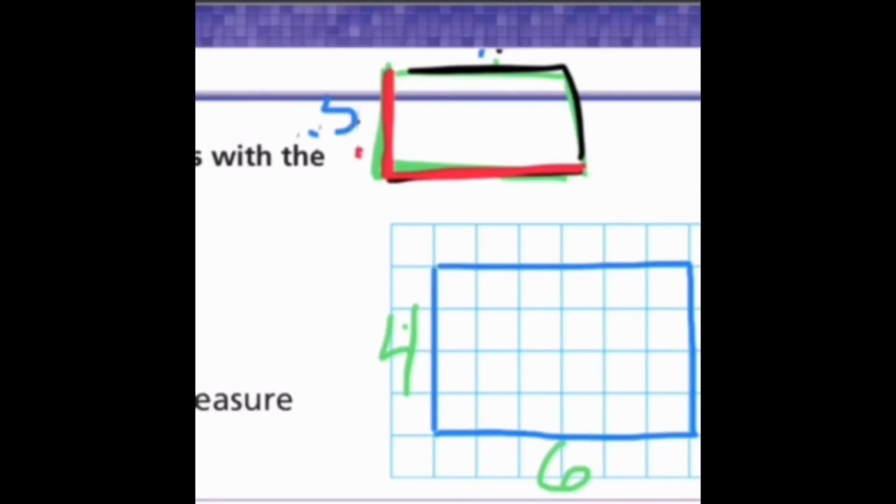But what if we do this? 5 and 5. That's 10. Plus 5 is 15. Plus 5 is 20. I have a perimeter of 20. If I multiply the two side lengths together, 5 times 5, we get 25.